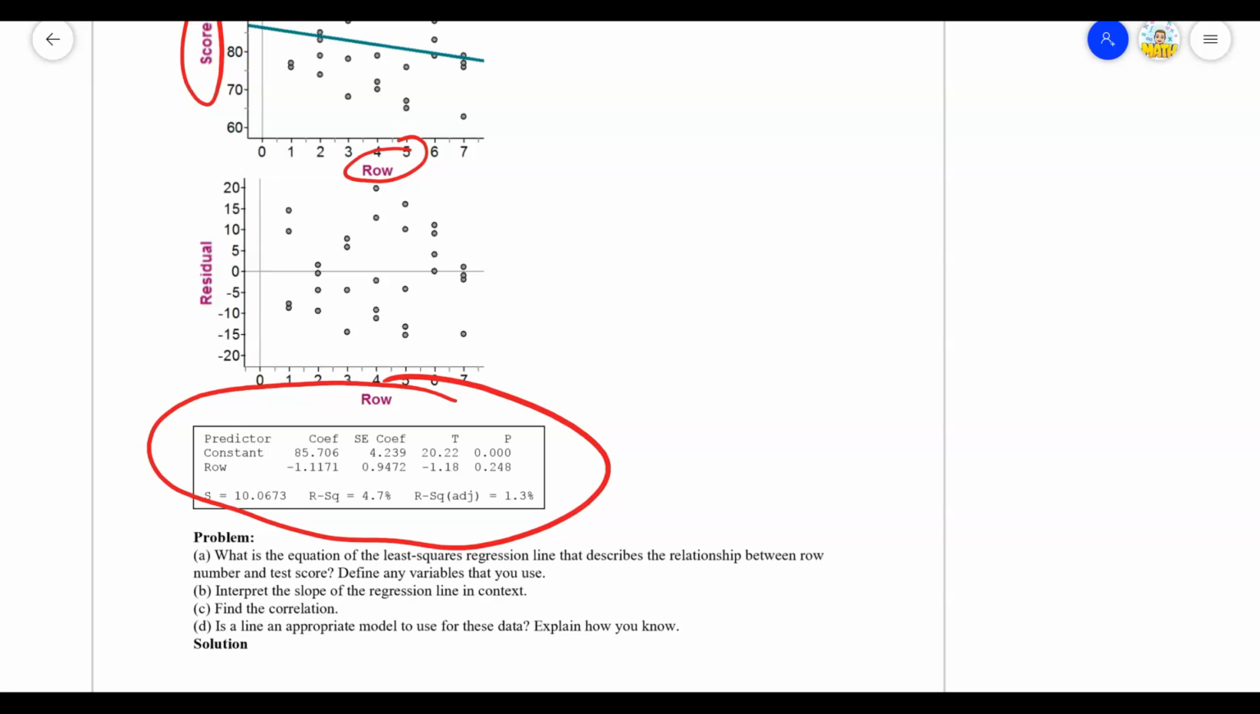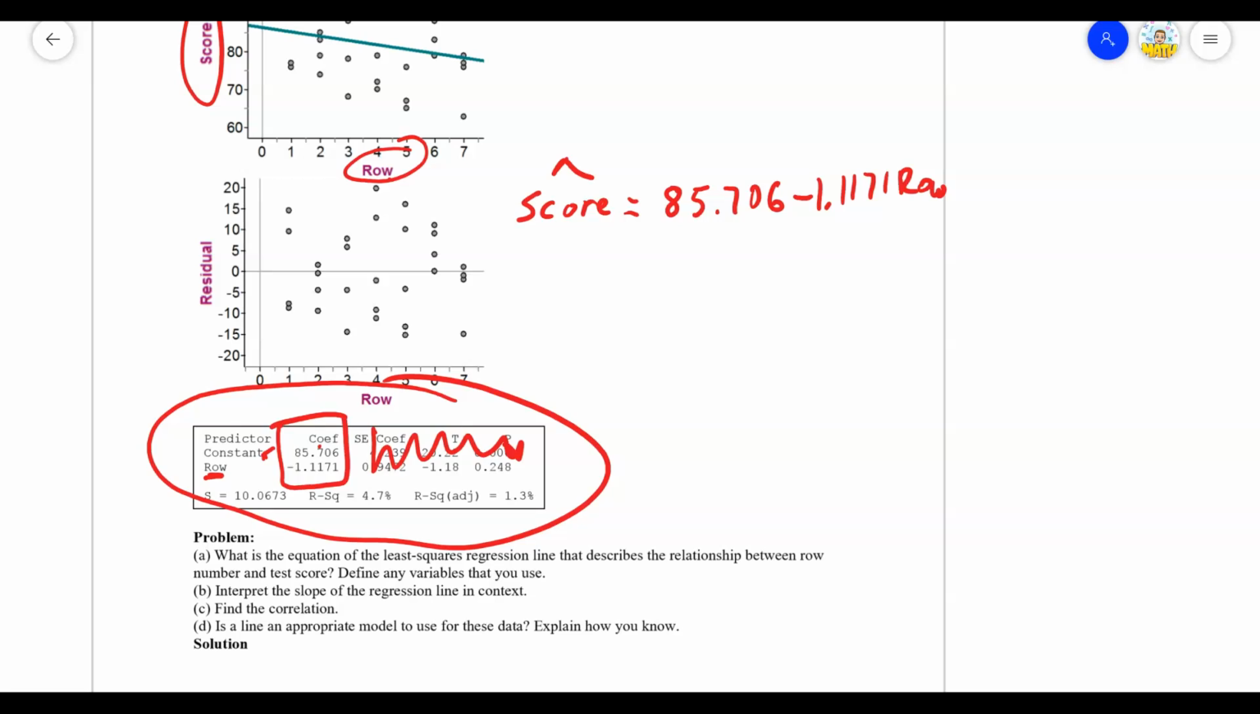So what does the regression equation of the least squares line look like here? Well, first of all, just based on the scatter plot, we know we're trying to predict score. So I put a hat over the score, and that's my starting point. Now I come down here, and this is really what I want to lock in on. The rest of this we'll deal with later on in the course when we do statistical inference. The constant in any regression equation or linear equation is your y-intercept. So we'll throw that in first. We'll go a plus bx form: 85.706, and now my row, that's my coefficient of row. Remember, row is the x variable. The coefficient of the x variable is always your slope, so this would be minus 1.1171 times row.